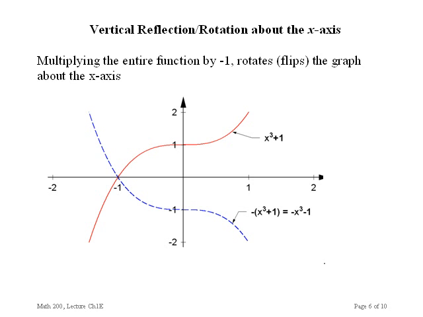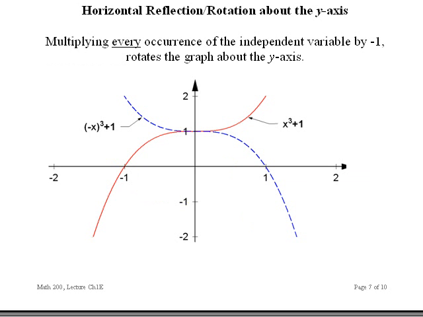Here are examples using the function x cubed plus 1. I want to rotate about the x-axis, rotating about this axis. So I started with x cubed plus 1. To do this vertical modification, this vertical rotation, I multiply the whole thing by minus 1, and you can see the red line turns into the dashed blue line. It is rotated about the x-axis.